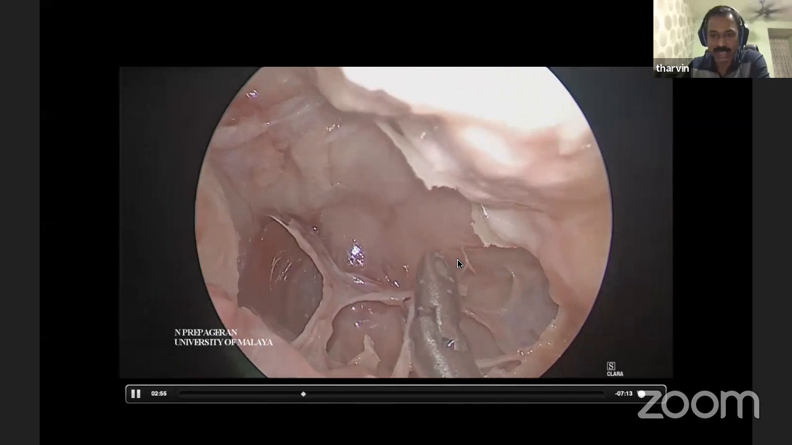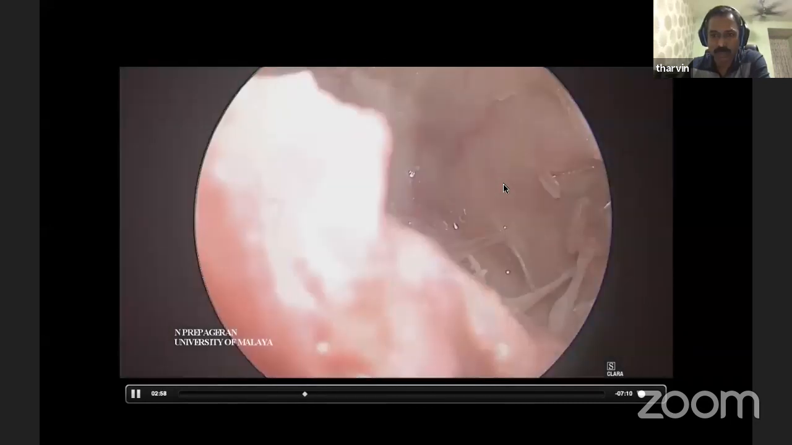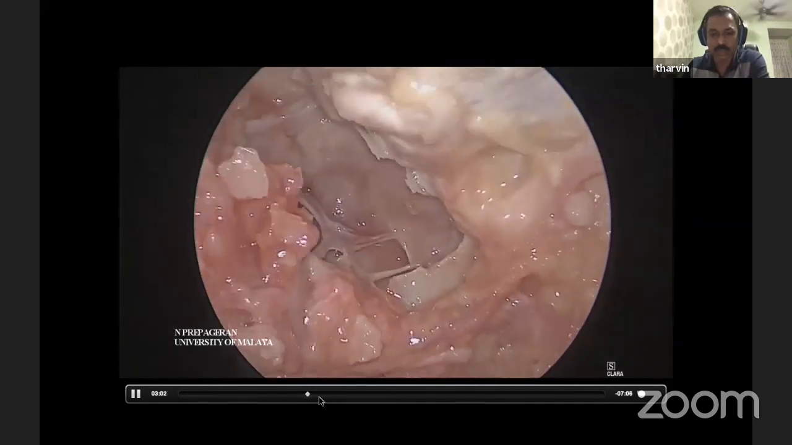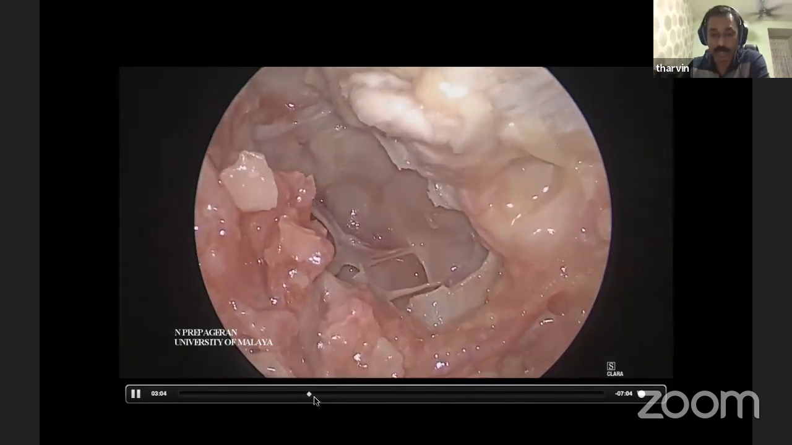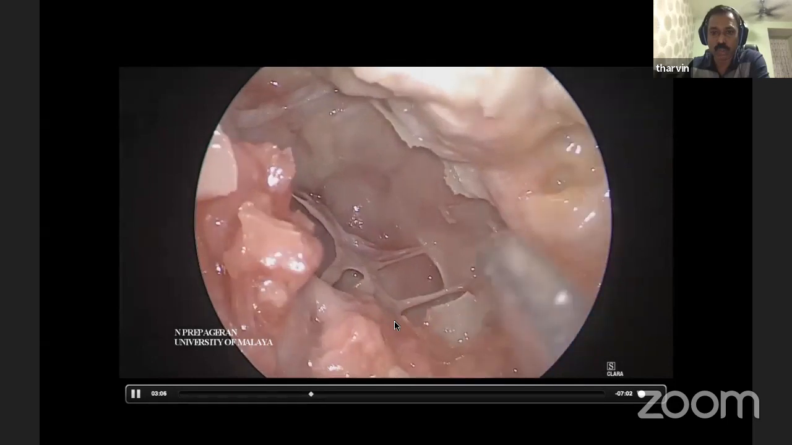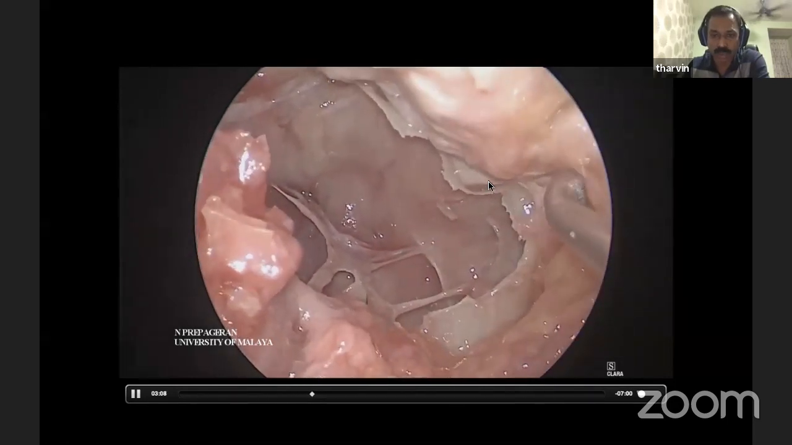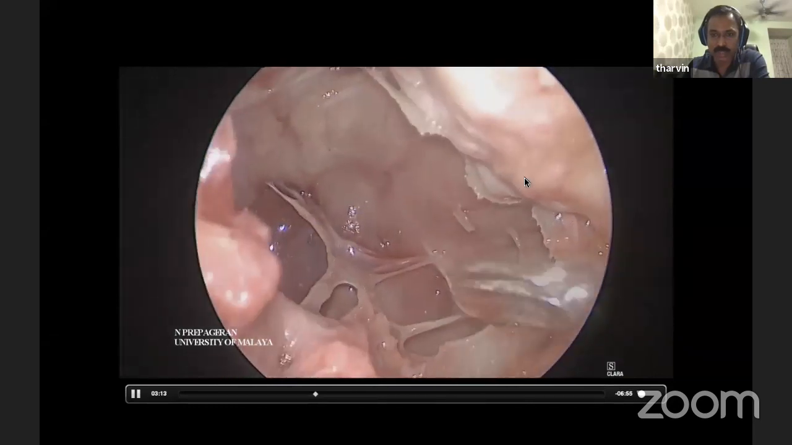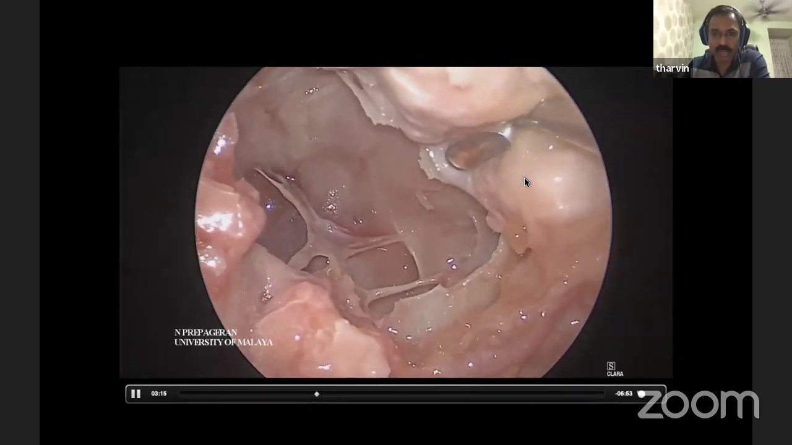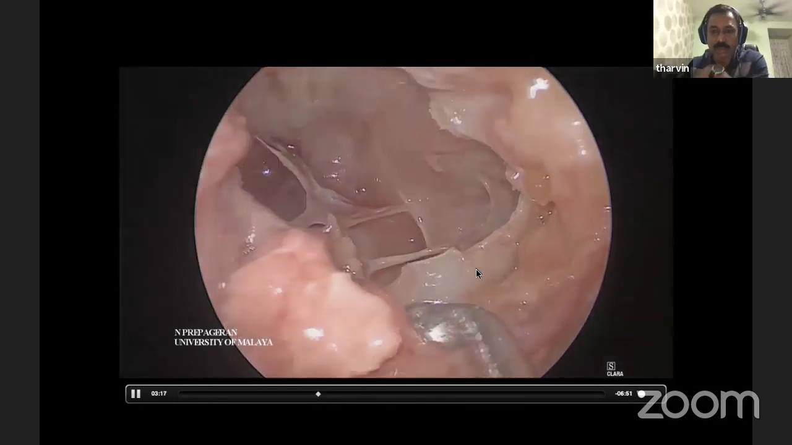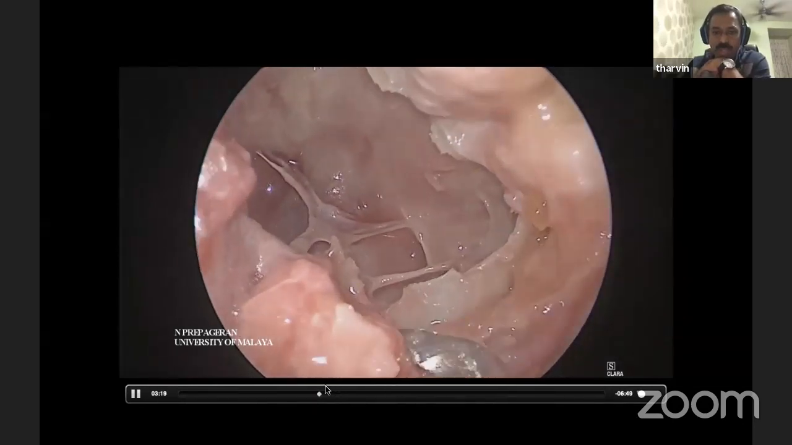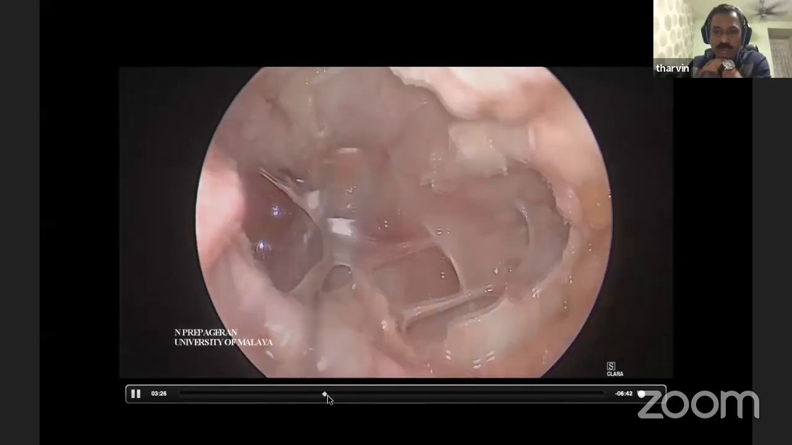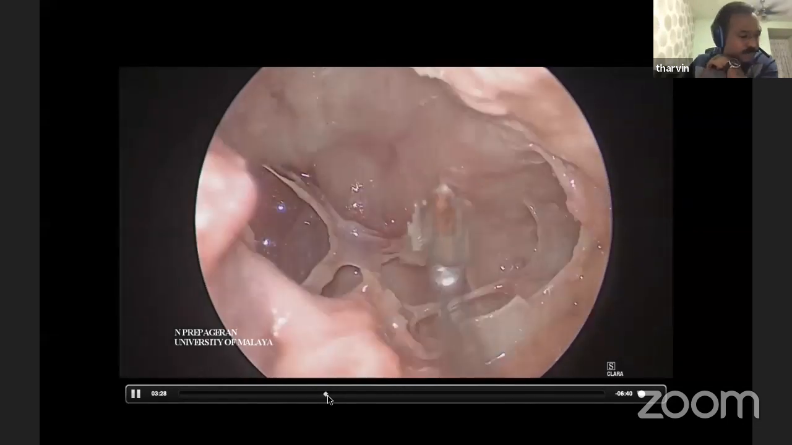Okay, so once we can see the indentation of the V2 very nicely here, the next step is to use a curette and remove the bone, follow the foramen rotundum, and slip the curette into the bony canal and remove the bone along the bony canal so that we can expose the V2. So with this, we are now exposing the V2.